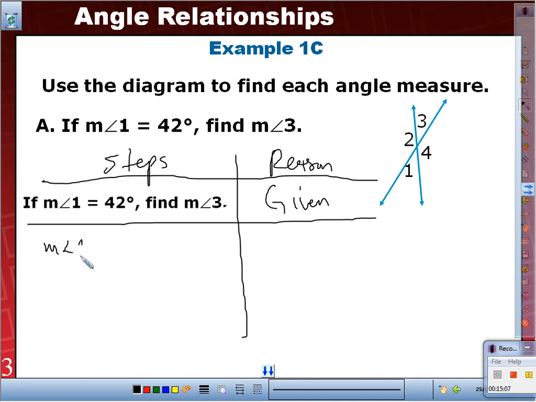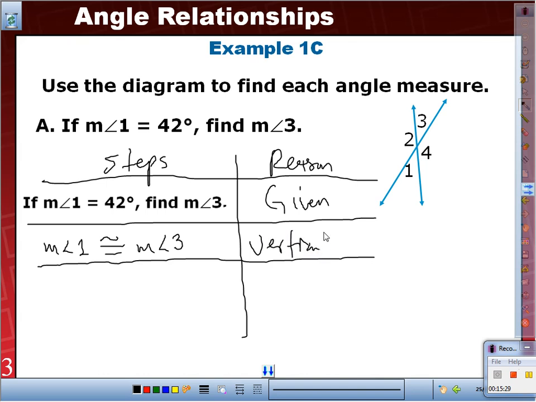Measurement of angle 1 congruent to measurement of angle 3. What's the reason you think that? Vertical angles. Hands if you got that. Therefore, what can we conclude, everyone? Is equal to 42 degrees. That's our solution.